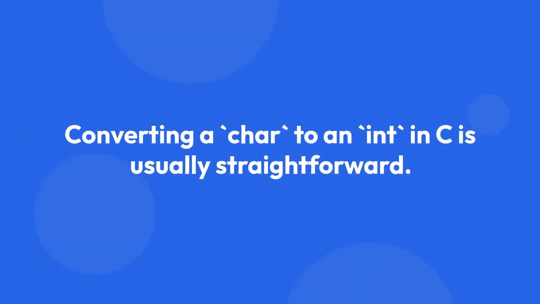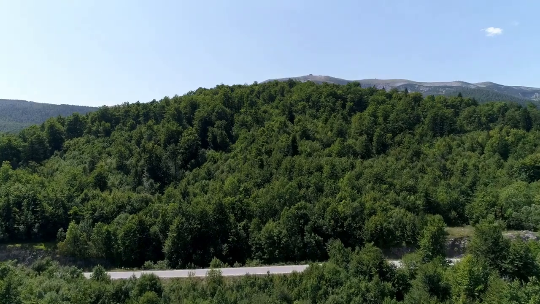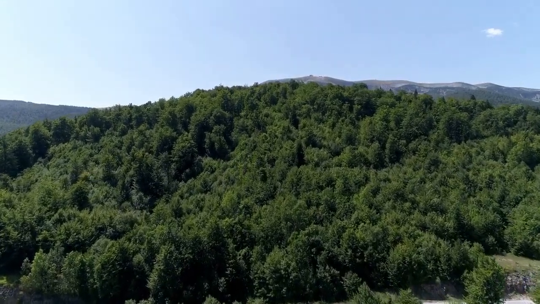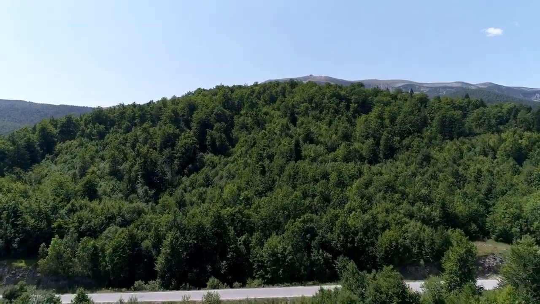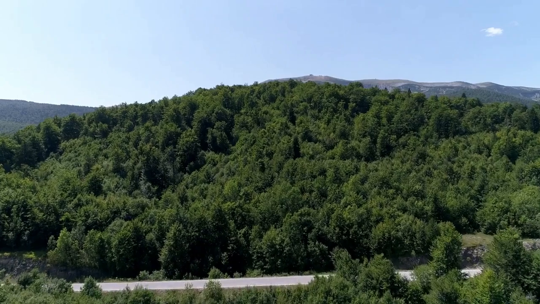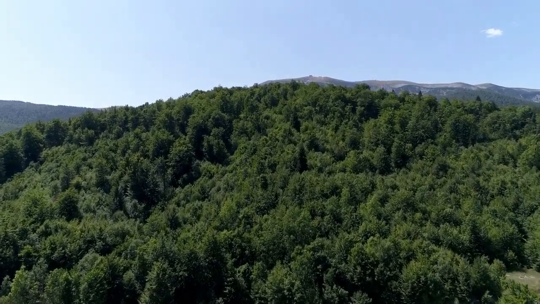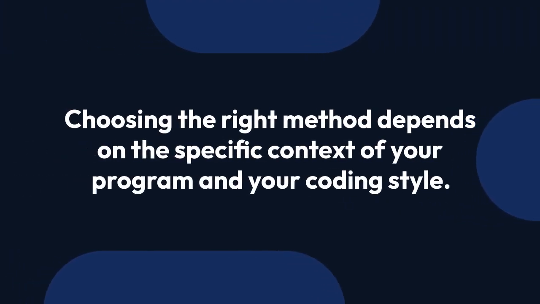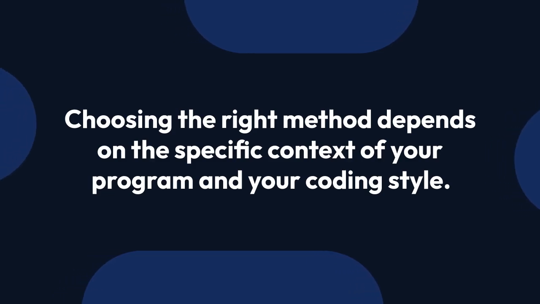In summary, converting a char to an int in C is usually straightforward. Implicit conversion often suffices, but explicit casting enhances code readability. Always keep in mind the signedness of your char variable to avoid unexpected behavior. For digit characters, subtracting '0' offers a simple and efficient conversion technique. Choosing the right method depends on the specific context of your program and your coding style.